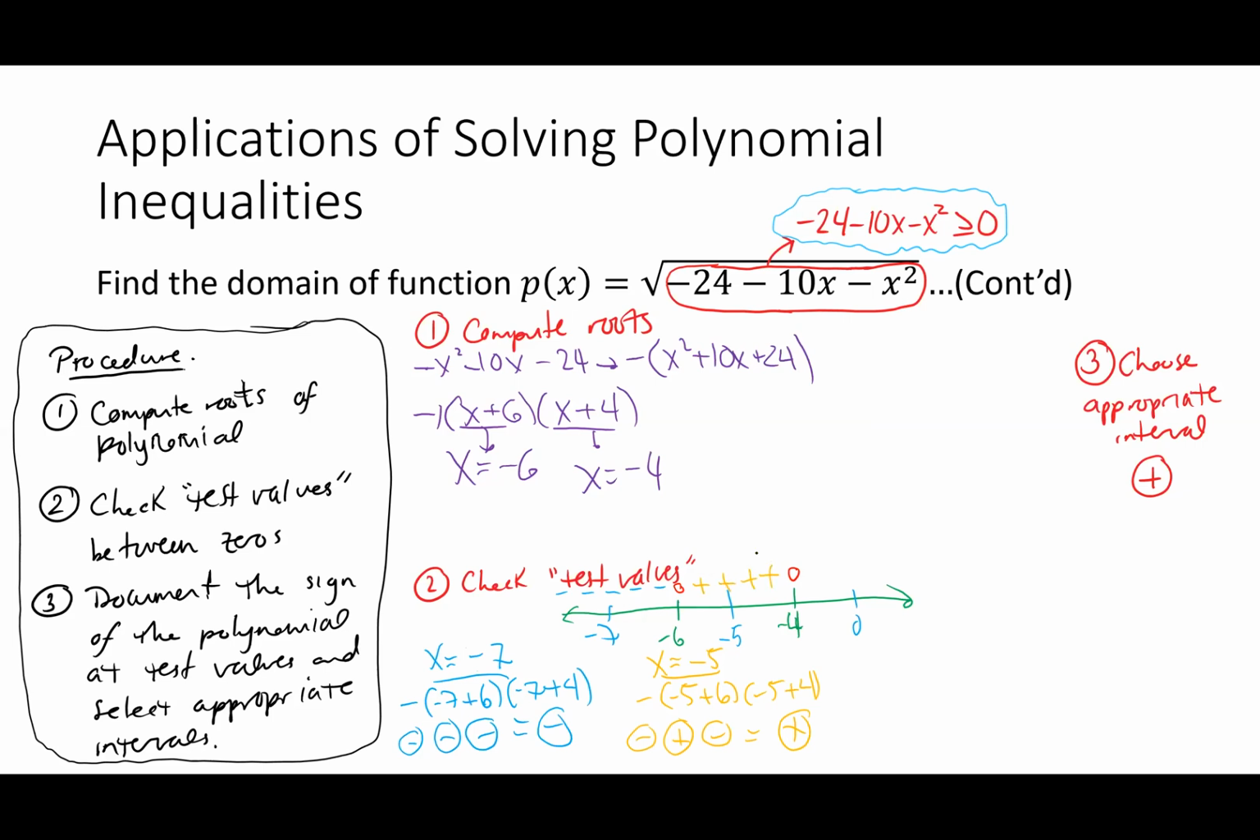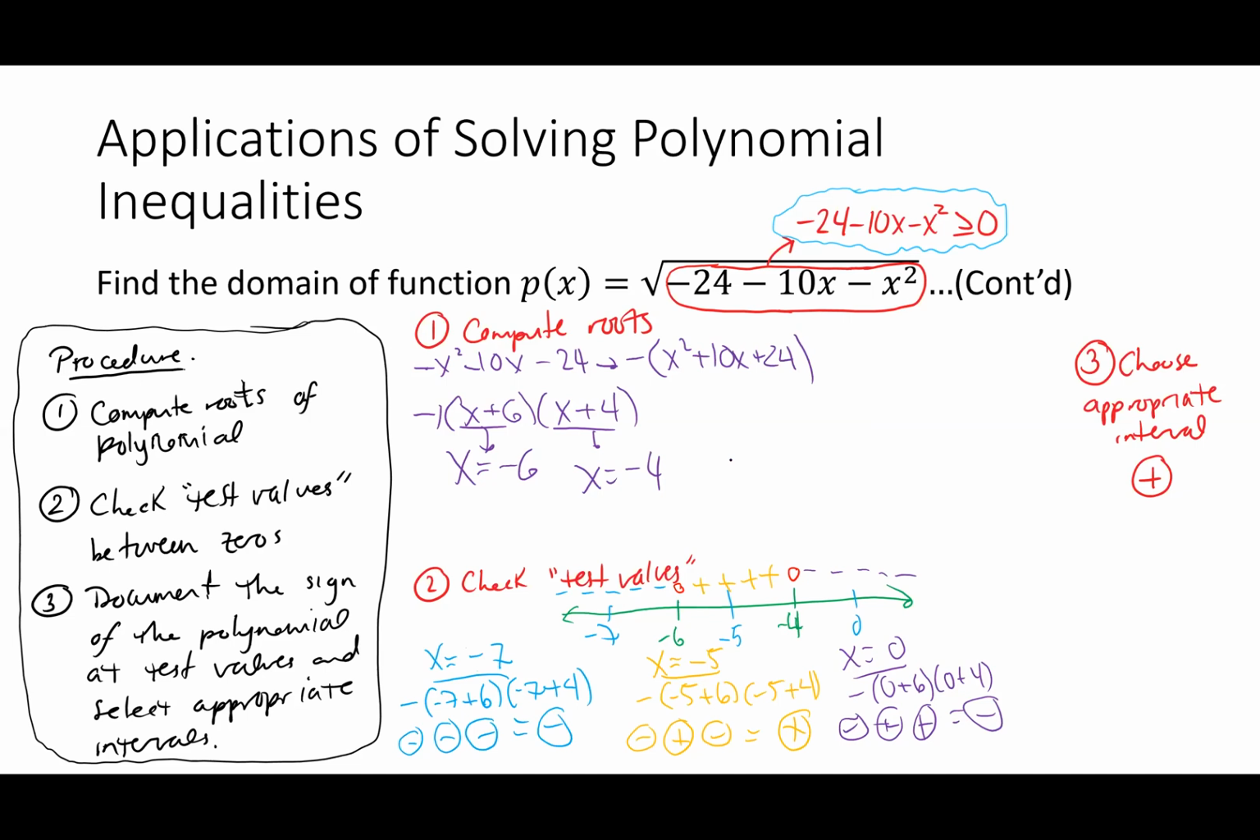Okay. And now I'm going to go ahead and check my last one, which I'll do in purple. Let's check 0. All right, so I've got a negative, 0 plus 6, 0 plus 4. So I've got a negative, and then 0 plus 6, that's a positive. 0 plus 4, that's a positive. So I've got a negative here, so I'm negative.